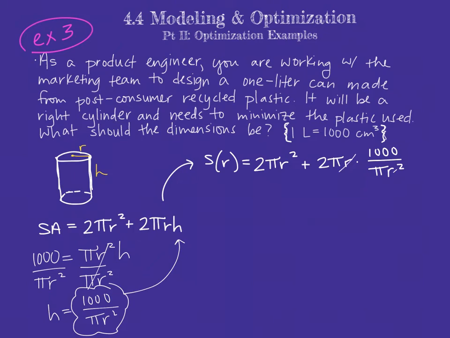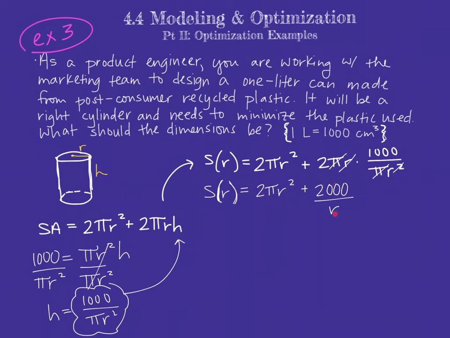Replacing. Now we can cancel a little bit here. This r and one of those r's can cancel, and we can multiply the 2 times 1,000. So we'll have 2 pi r squared plus 2,000, and of course these pi's can cancel too, 2,000 over r. Now we have our surface area formula in terms of one variable r. So now we can optimize it.